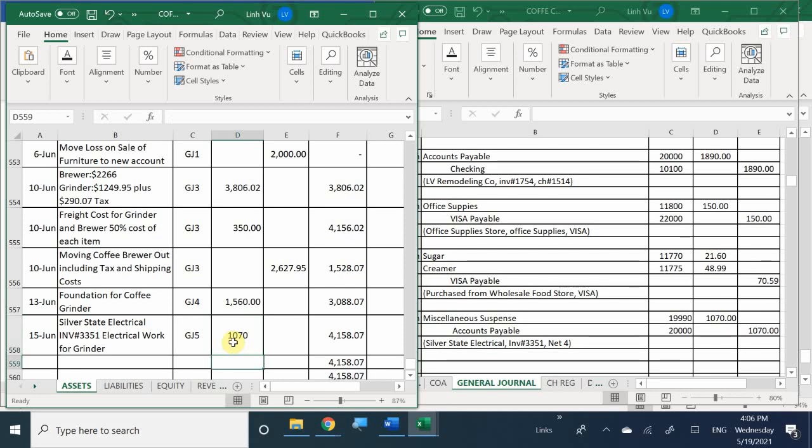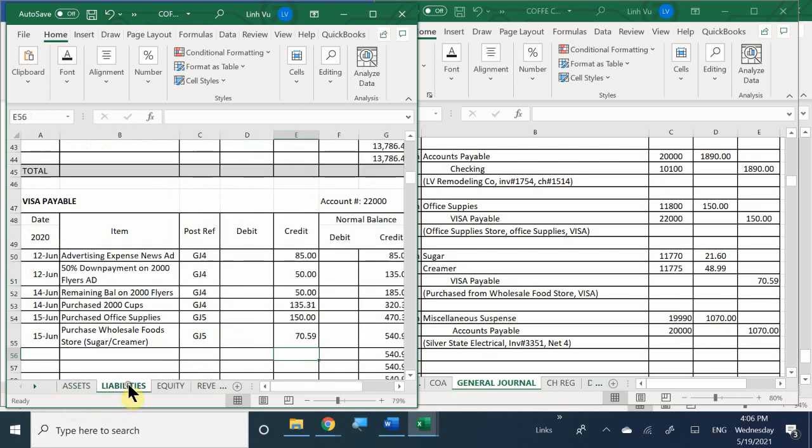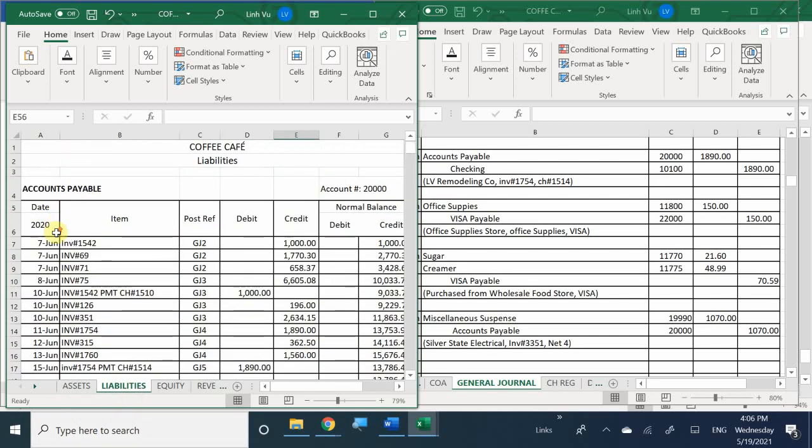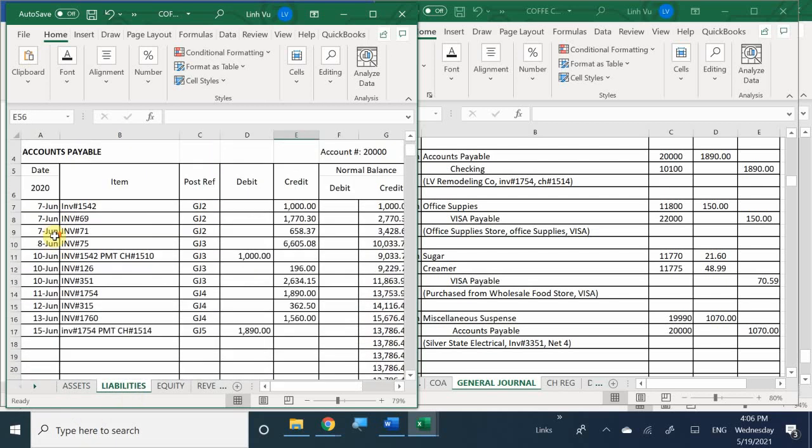415807. Yeah, okay. 415807 is correct. And on to our vendors. Wait, you've got one more account. You have to go to accounts payable. Payable. Yes. Payable. Okay, good. Accounts payable.